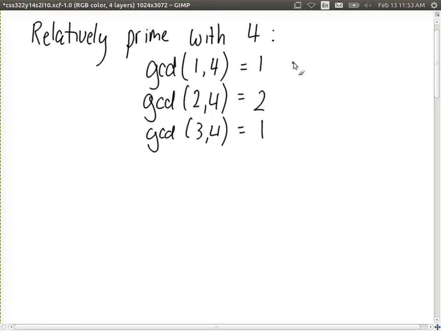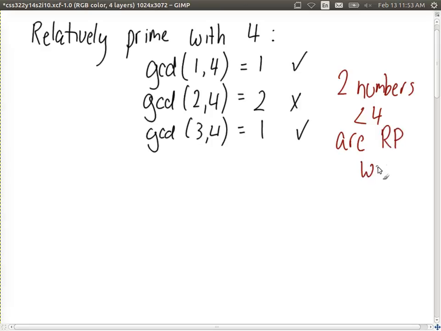So which numbers less than 4 are relatively prime with 4? 1 is relatively prime with 4. 2 is not relatively prime with 4. 3 is. So in this case, two numbers which are less than 4 are relatively prime with 4. Okay. So given some number, in this example 4, let's find the numbers less than that number and count how many are relatively prime with it. In this case 2 is the answer because there are two numbers.